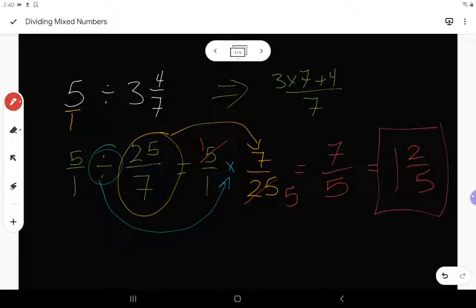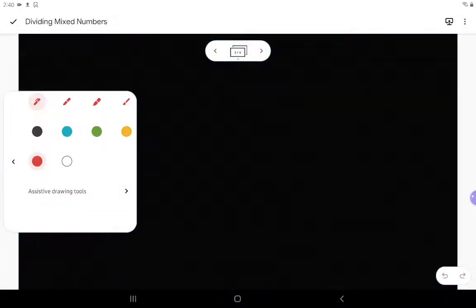Okay, one more, and then I'll let you be for this week. So we've got 4 and 1 over 5 divided by 5 and 3 over 5. Okay, so same idea. I'm going to change each of these from mixed to improper. So pause your video, do that really quickly, see how you do.